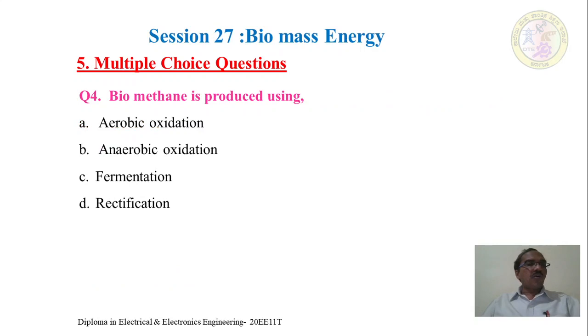Okay, so biomethane is produced using which method? What is biomethane? It is equivalent to what we usually know as biogas itself. Aerobic oxidation, anaerobic oxidation, fermentation, or rectification. The answer is anaerobic oxidation. By using that we are able to produce the biomethane gas.